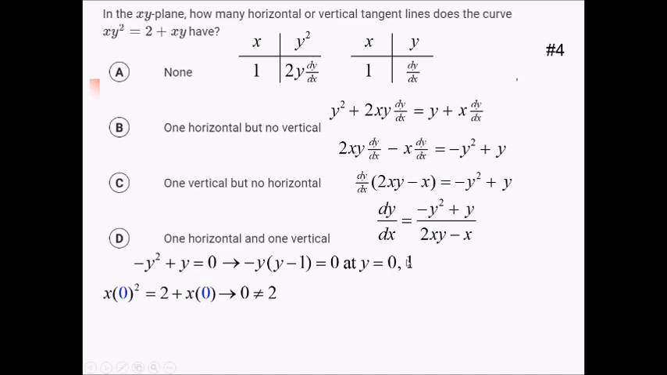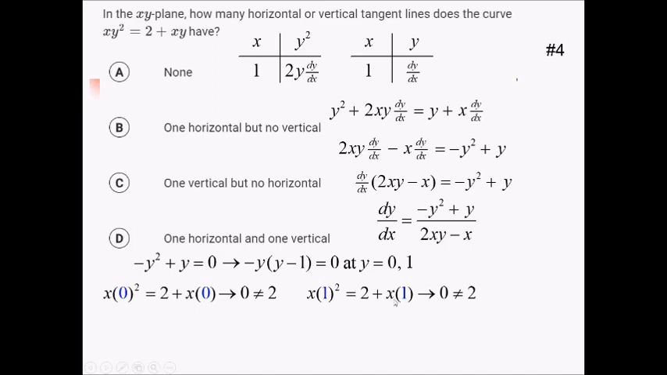Well, we have to try 1 out as well. I mean, if we tried out 0, it's only fair to try out 1. So let's see here, x times 1 squared equals 2 plus x times 1. Let's see if that works out. So this is saying x equals 2 plus x.